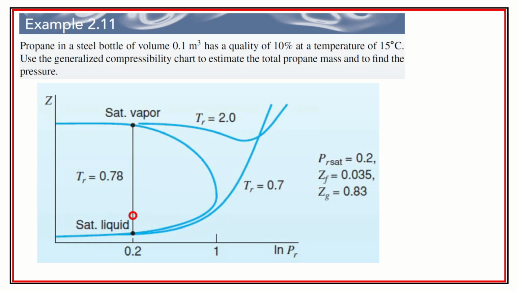Continuing on with class 6, here's another example from our book, example 2.11. Propane in a steel bottle of volume 0.1 cubic meters has a quality of 10% at a temperature of 15 degrees Celsius. Use the generalized compressibility chart to estimate the total propane mass and to find the pressure.